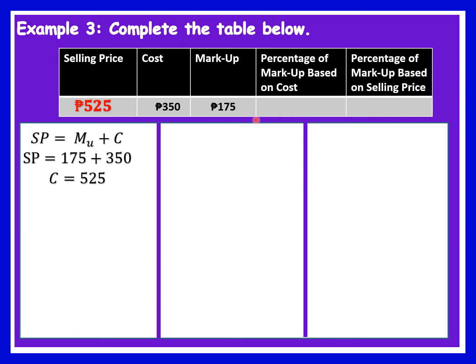And then let us now solve for the percentage of markup based on cost. That will be M sub U divided by C times 100. Our M sub U is 175. Our cost is 350. So that will become 175 over 350 times 100. Then divide these two numbers. That will be 0.5 times 100 and we will get 50%.